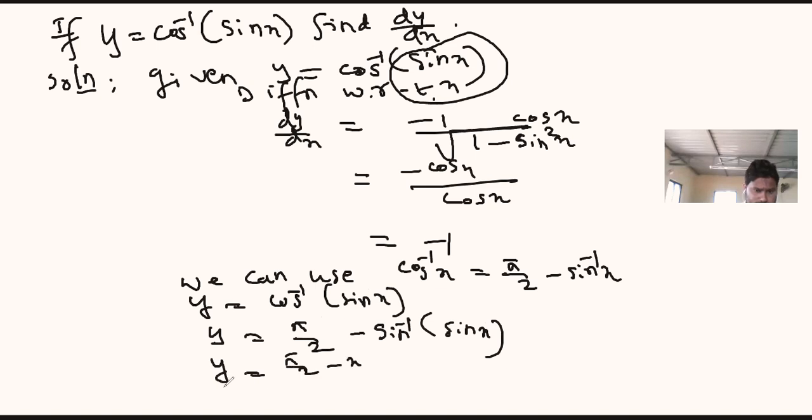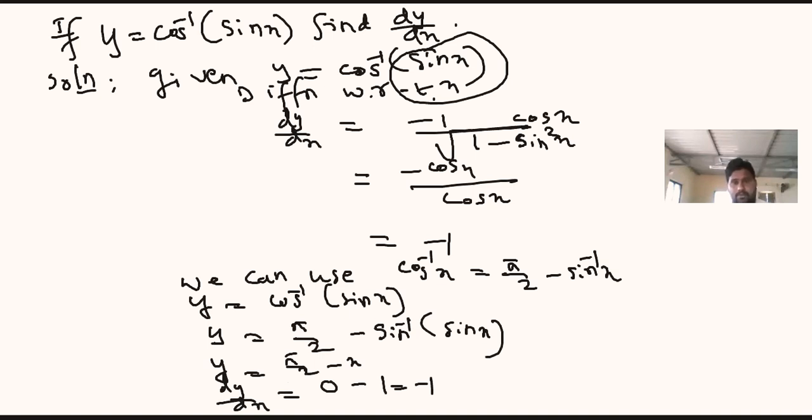So we differentiate with respect to x now. So dy by dx is equal to derivative of pi by 2, which is 0, minus derivative of x, which is 1. So it is equal to minus 1. So we can do this method also. So this is the derivative of cos inverse of sin x.